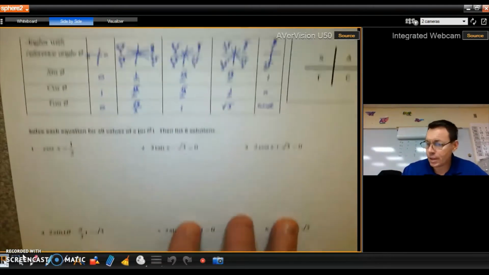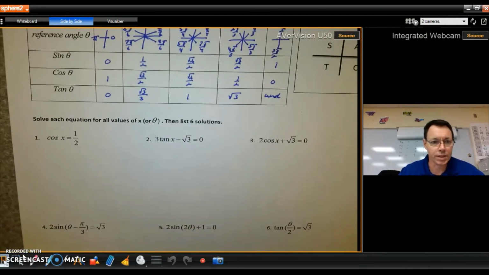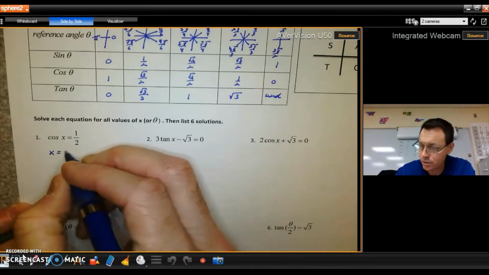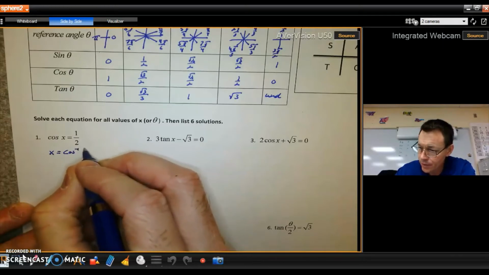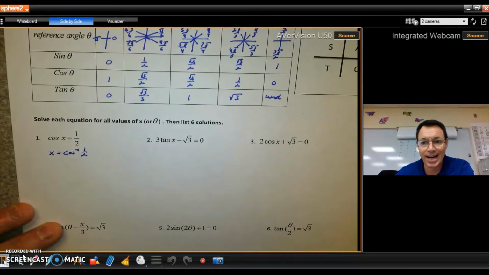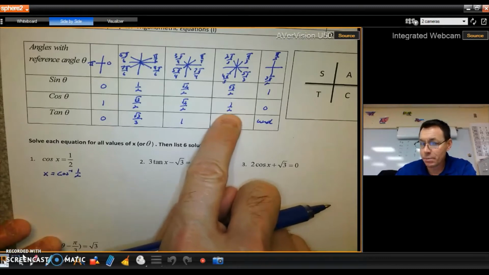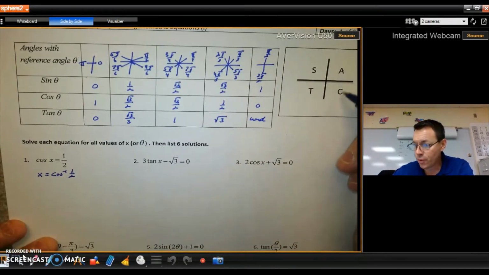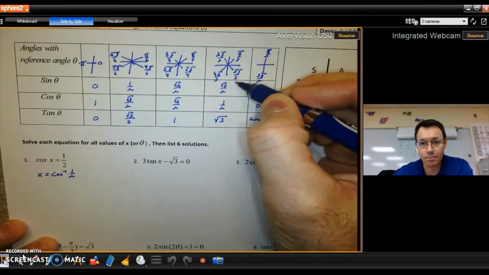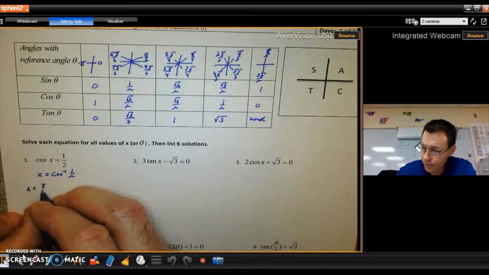Let me show you one of these examples and you'll see what we're doing here. Look at the first one. It says the cosine of x equals 1/2. That means x equals the inverse cosine of 1/2. So what are the angles that have cosine values of positive 1/2? Cosine is positive in quadrants 1 and 4, so I want these two angles, pi over 3 and 5 pi over 3. Both of them work. So x equals pi over 3.